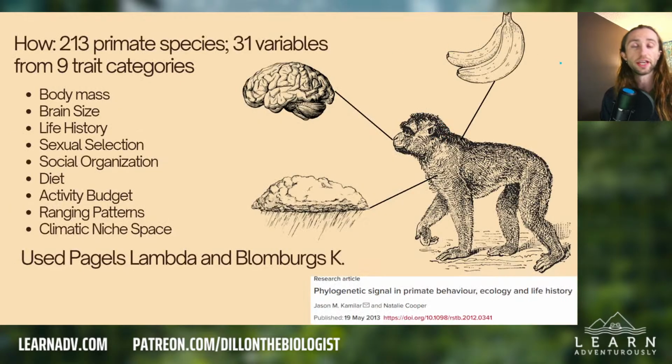So what they did is they went through the literature and they found 31 variables for 213 primate species. They incorporated a phylogeny and they broke those variables down into 9 trait categories. Those are body mass, brain size, life history, sexual selection, social organization, diet, activity budget, ranging patterns, climate, niche space. So many more variables were found. I think I misspoke earlier. These are not the 9 trait categories. These are just some of the variables they have. Or they were. We'll find out.